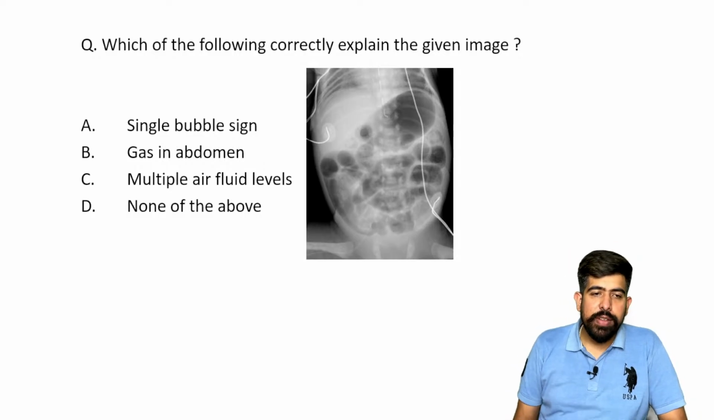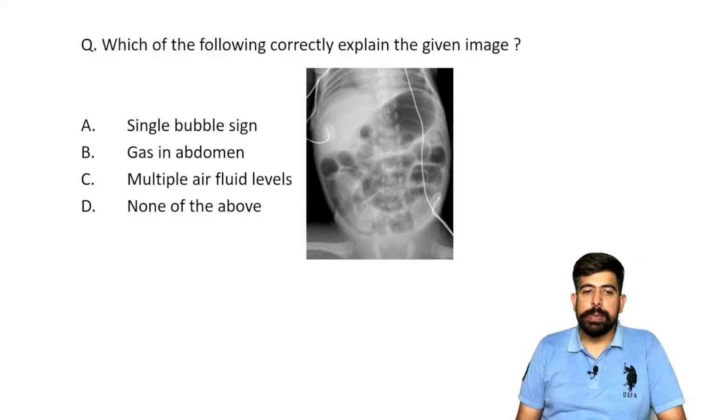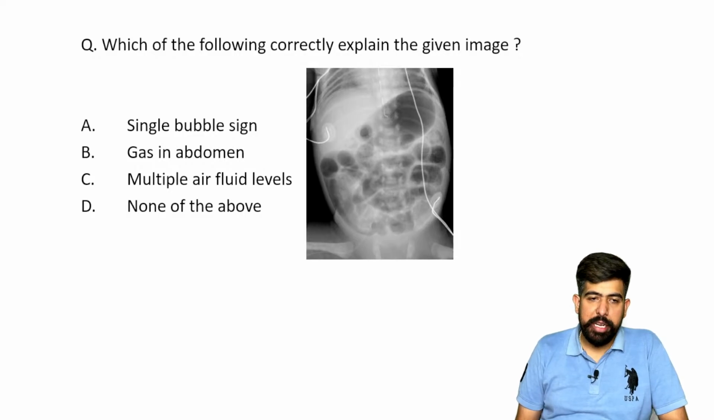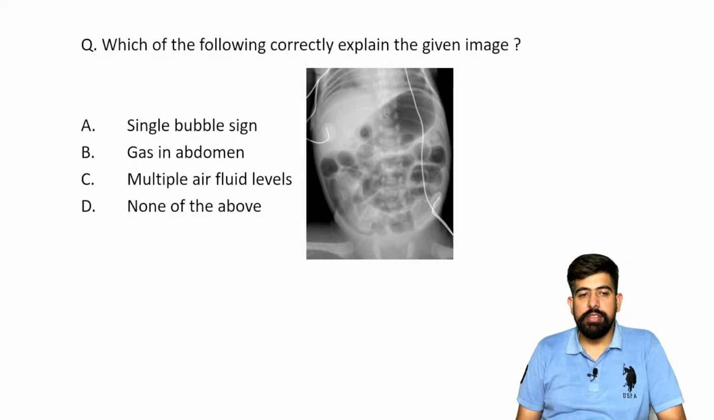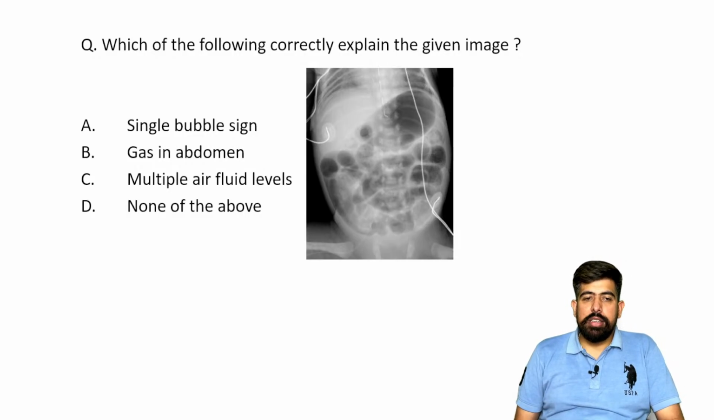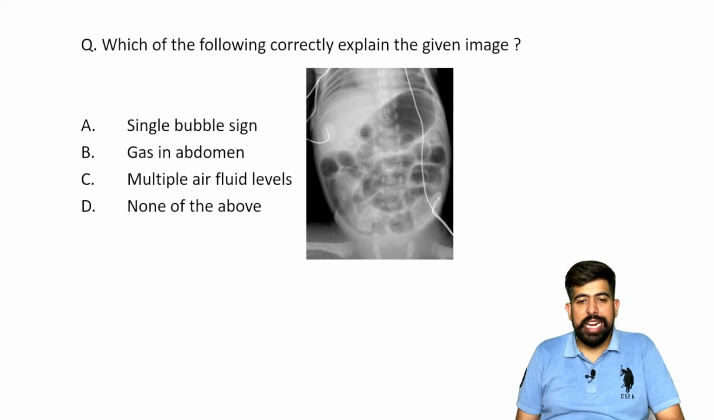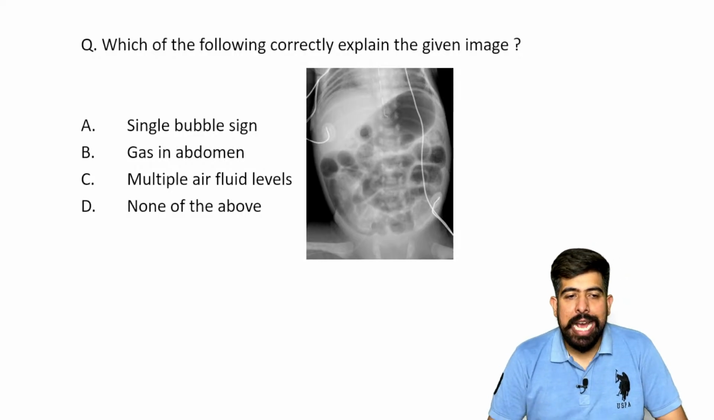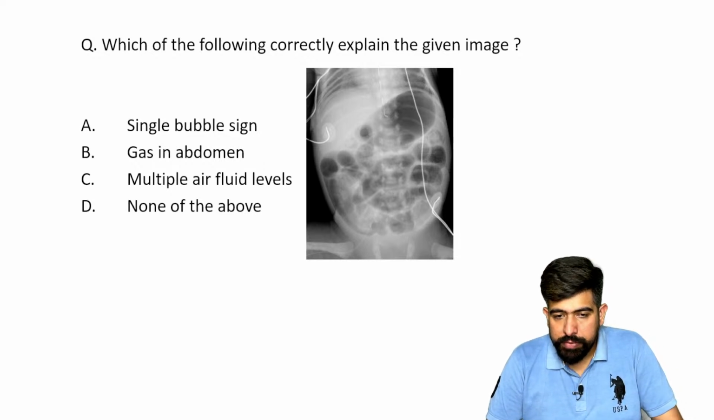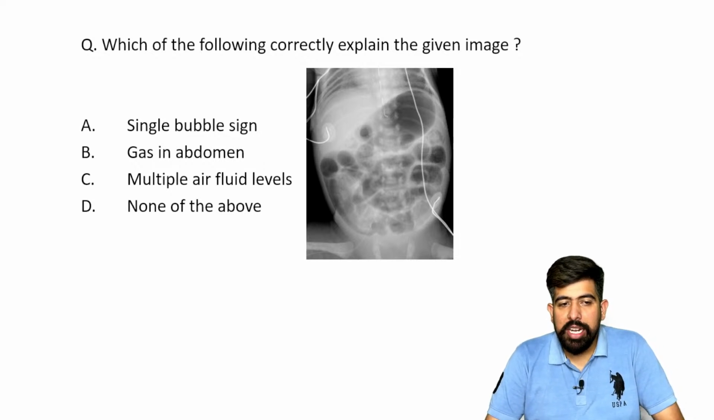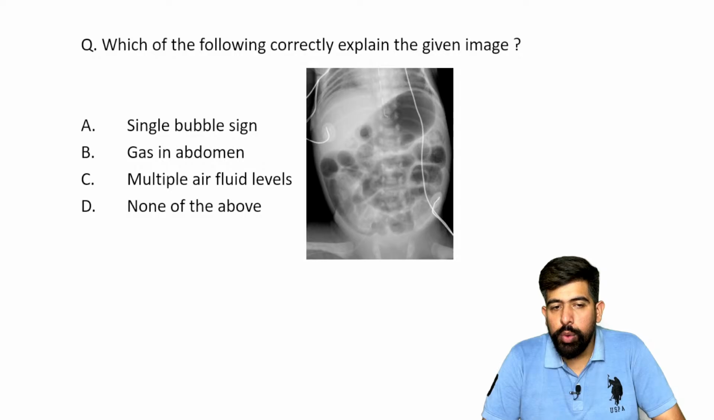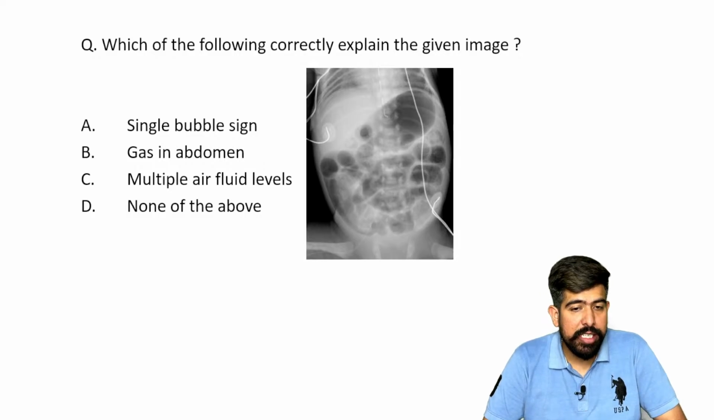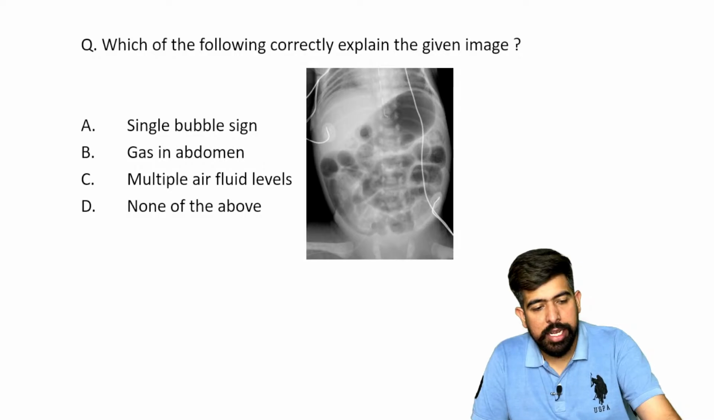Now, which of the following correctly explains the given image? The image is given to you, and the options are given to you. Option A is the single bubble sign, option B is gas in the abdomen, option C is multiple air fluid levels. Guys, please understand this part, they are asking air fluid levels, and D is none of the above.